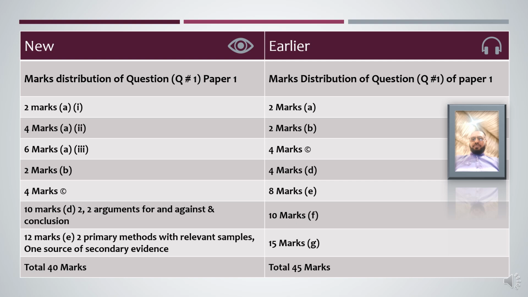Now, before the syllabus till 2024, the marks distribution of question number 1 of paper 1 was: question 1A, 2 marks, question 1B, 2 marks, question 1C, 4 marks, question 1D, 4 marks, question 1E, 8 marks, question 1F, 10 marks, question 1G, 15 marks, and it was a total of 45 marks for question number 1 of paper 1, the compulsory one from research method. But according to the new syllabus, it is a 40 mark question. I hope you got it.